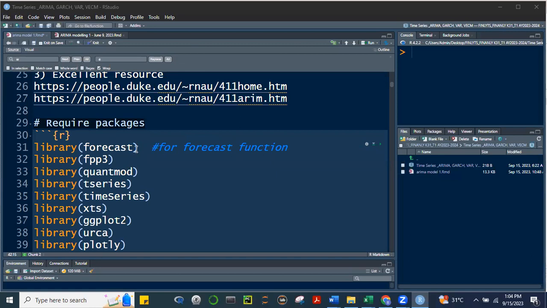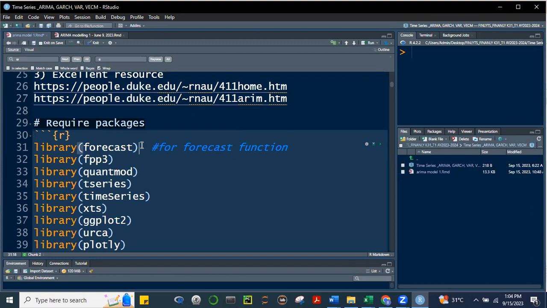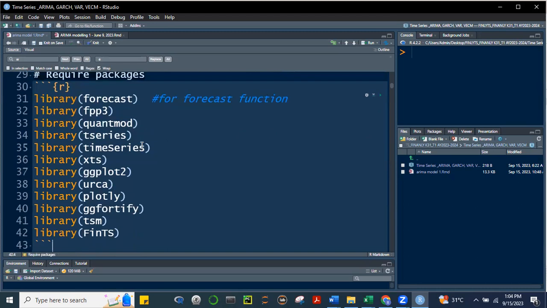So these are the packages that we're going to use in the course of this session. Not today, but in the succeeding sessions. So I wanted you to already load these packages. Quantmod, we'll be using that for downloading stock prices. ggplot2 for plotting. urca later on also for GARCH processes. Okay, tseries for time series modeling, for ACF and PACF.